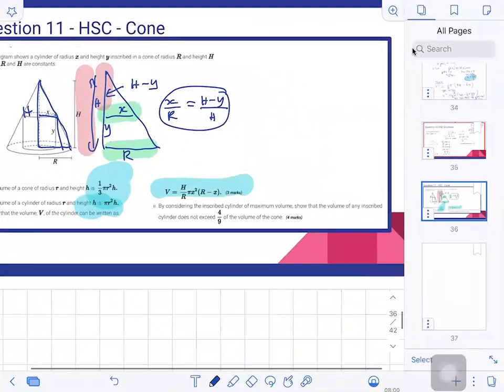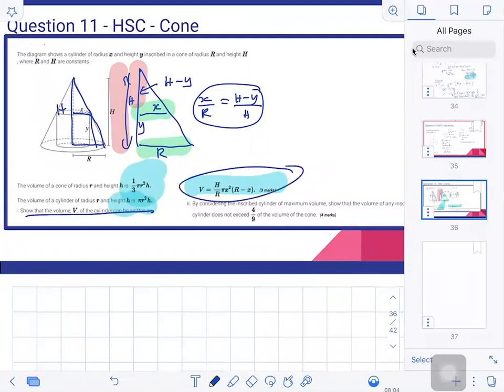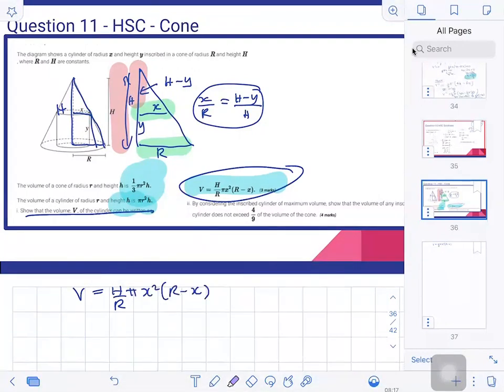All right, so the first part of the question, part 1, show that the volume of the cylinder is written by that. So that's my prize. So V is big H on little h, pi x squared, big R minus x. So what are the variables here? Okay, so the variables. So the diagram shows a cylinder x, y inscribed in a cone of radius R and height H. So the height, the R and the H of the cone, they are fixed.